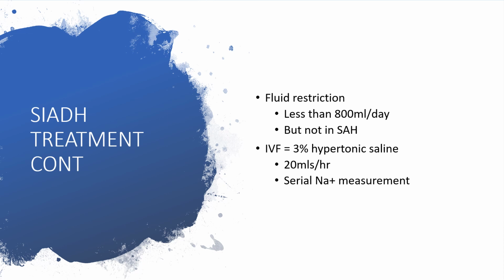You can use your IV fluid, this time around hypertonic saline, 3%. You give 20 ml per hour. And of course, you have to take serial sodium measurement because that's what you want to correct, right? So 20 ml per hour of 3% hypertonic saline.